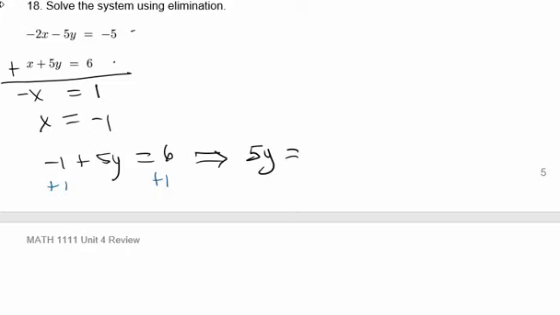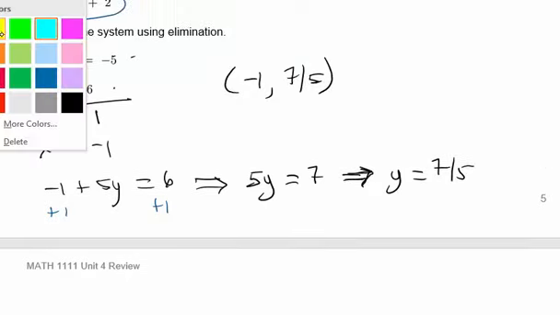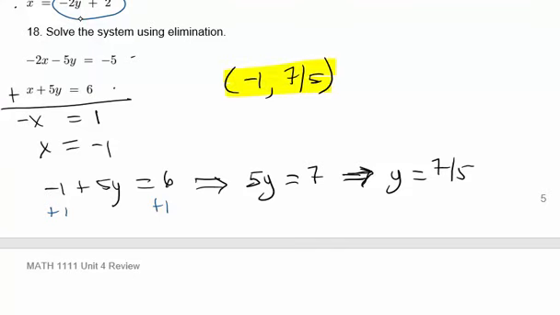So 5y is equal to 7, and divide by 5. So y is 7/5. Okay, so the solution is negative 1, 7/5.